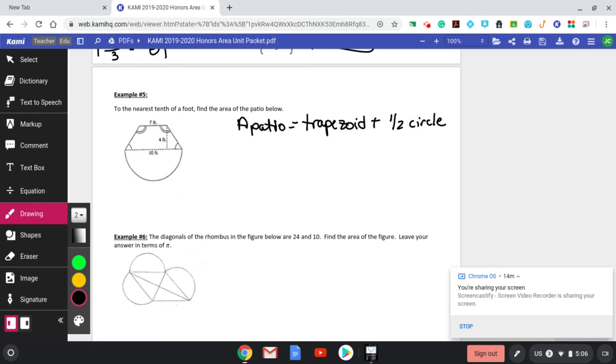Okay, so if I was doing my formulas out right now, that would be 1/2 the height, base 1 plus base 2, plus 1/2 the circle, which is pi r squared. All right, I'm going to leave this to you guys right now. I'm going to pause the video. You do the same. See if you can come up with the correct answer right now. Get to it.